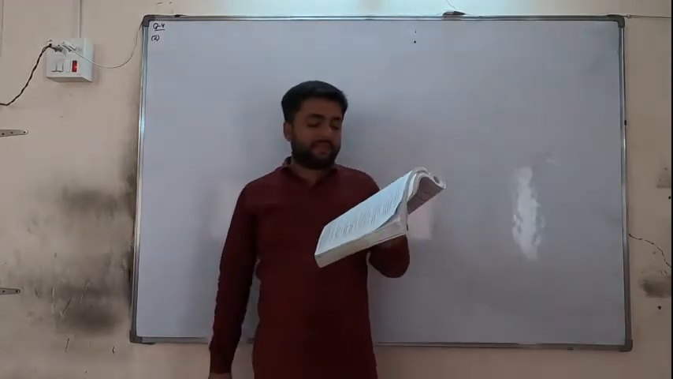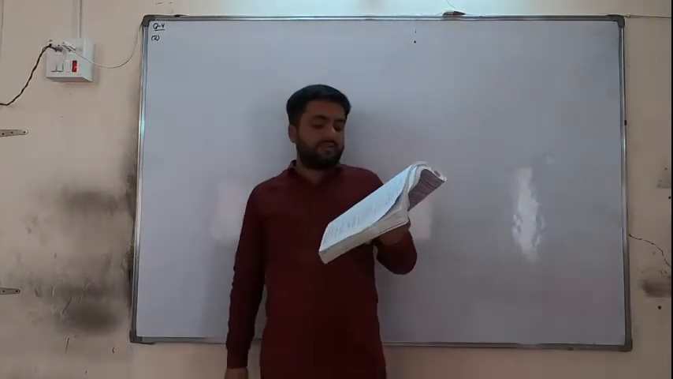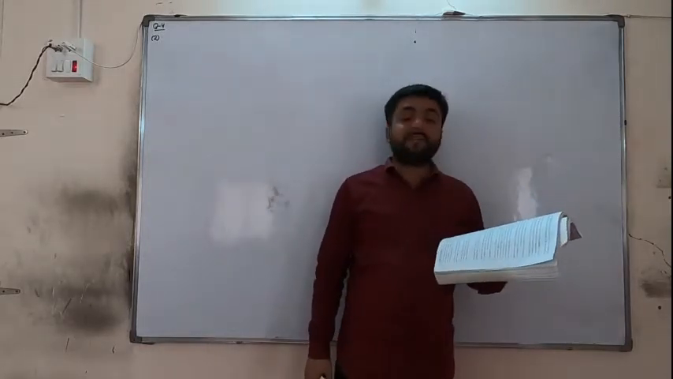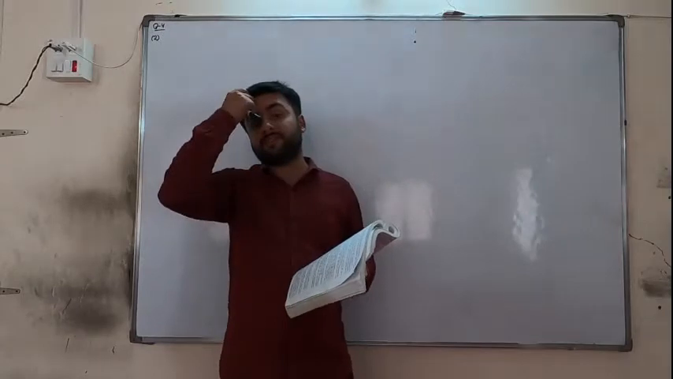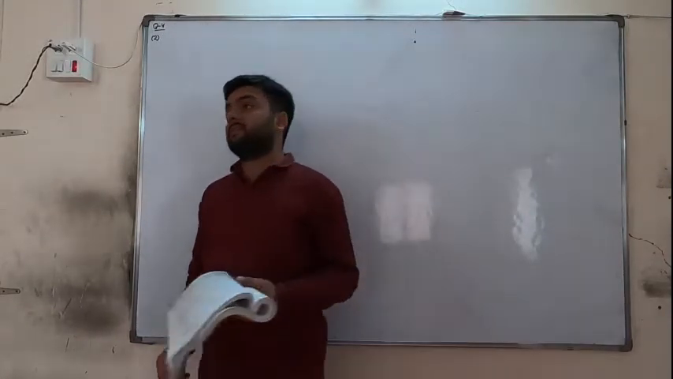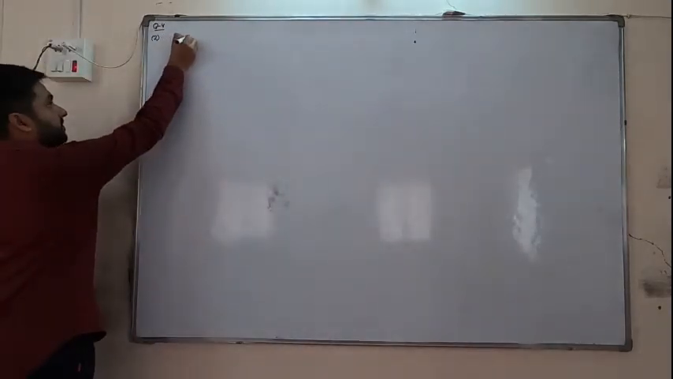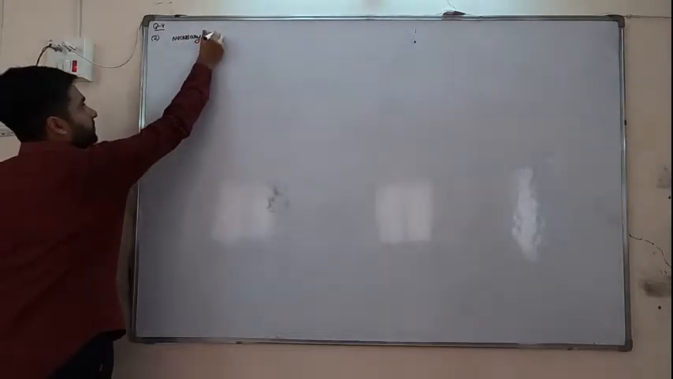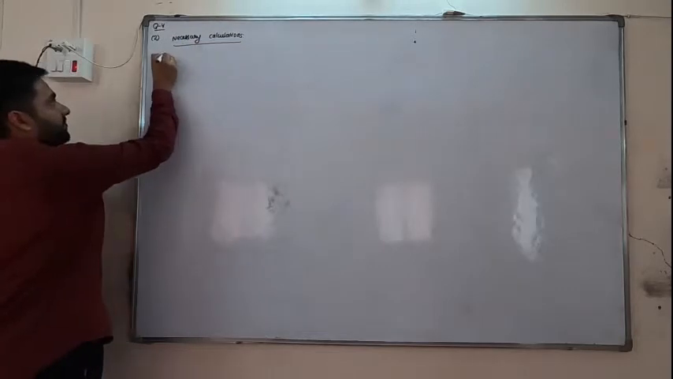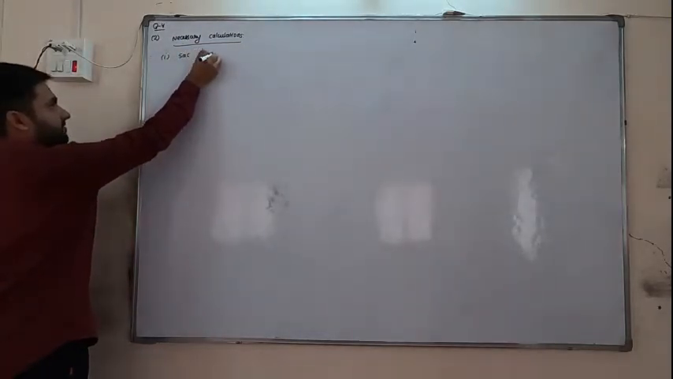A and B are partners in a firm. C is admitted as a new partner for 1/4 share. C brought 80,000 as capital and proportionate share of goodwill. Goodwill is valued, which means this is new goodwill, not old goodwill. So friends, first of all we have to make the necessary calculations. Okay, we will give the heading: necessary calculations.